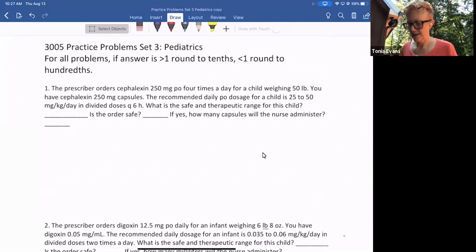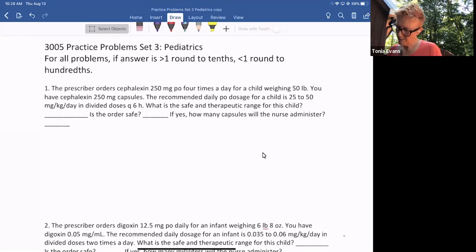So these are all pediatric related math problems. There are 20 problems, and for all the problems, the rounding rule is if the answer is greater than 1, we'll round to the tenths, less than 1, we'll round to the hundredths. So I'm going to get through these as quickly as possible. Pause and rewind as needed.